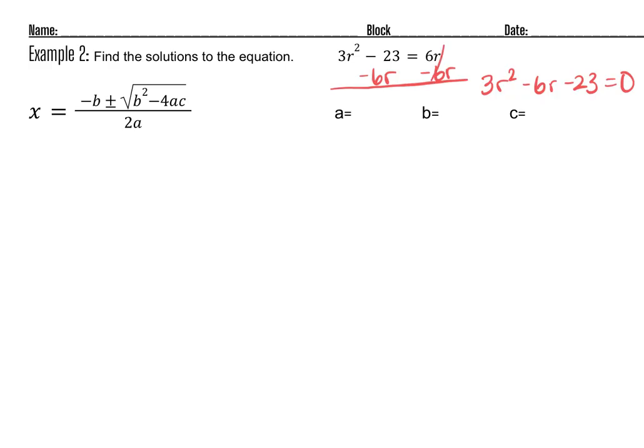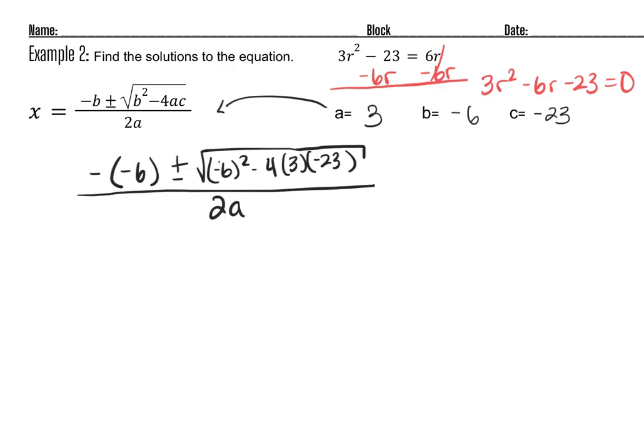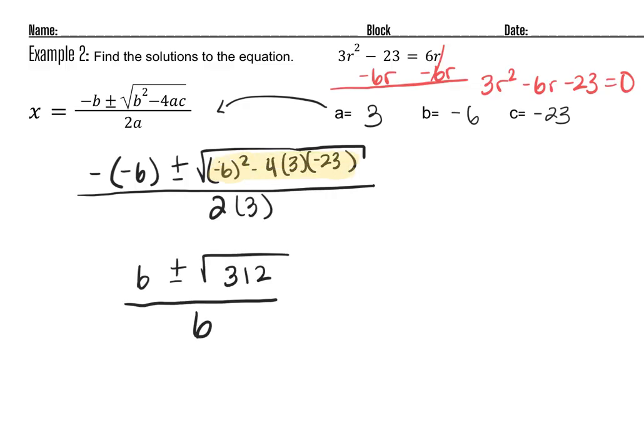Now that it's in standard form, it's going to help me identify my a, b, and c. In this case, my a is the number 3, my b is the number -6, and my c is the number -23. Once I have my a, b, and c, it's very easy to plug into the quadratic formula. Once it's plugged in, our next step would be to simplify the discriminant. Recall the discriminant is the part inside the radical. So I simplified the discriminant.